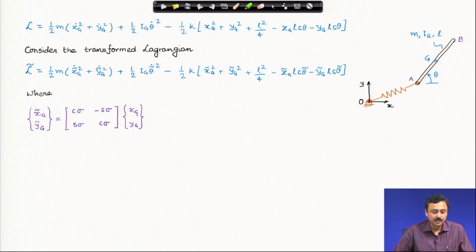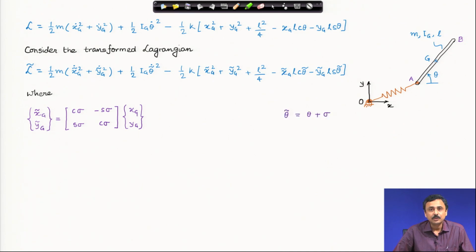Consider this transformation for the positional coordinates of the center of mass. If you look at the transformation carefully, you will notice immediately that this is nothing but the rotation matrix in a plane, where I have dropped the third row and the third column of the rotation matrix, because there is no change in the z coordinate of the center of mass. Sigma is this parameter. If I put sigma as 0, you will notice that the transformation becomes identity.